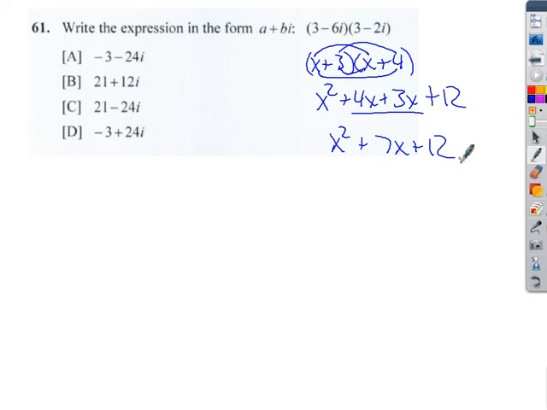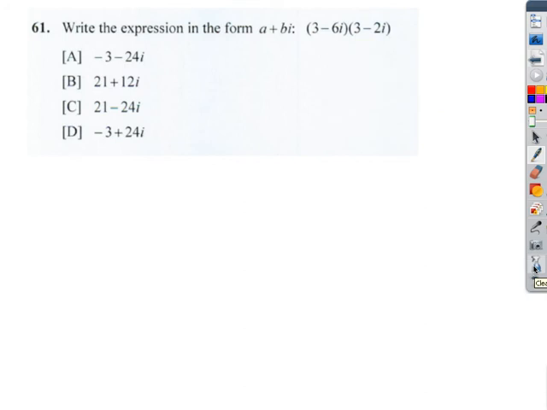It's where we're going to start, but then we're going to do a little substitution with I squared, just like we did in the last one. So let's do first. 3 times 3 is 9. Outer. 3 times negative 2, I said treat it like a variable.